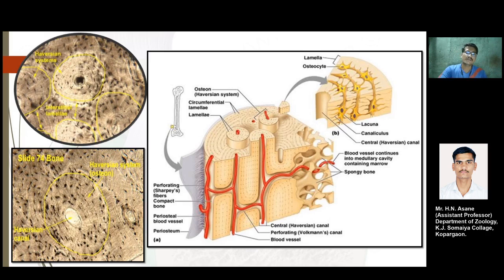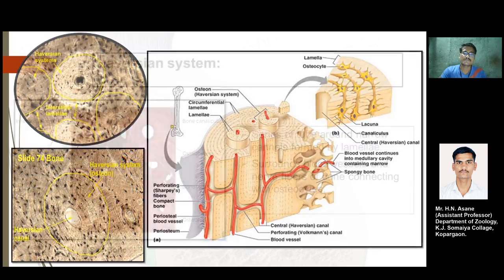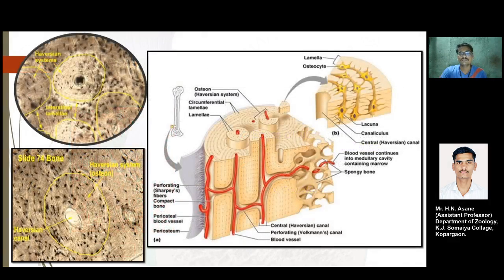So next we are going to see the fluid connective tissue, that is the blood and the components of the blood, and we are going to stop here in this lecture today. So we will meet in the next lecture.